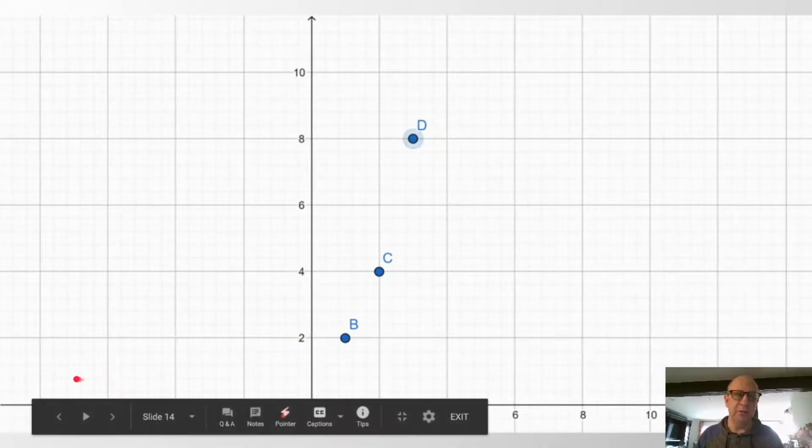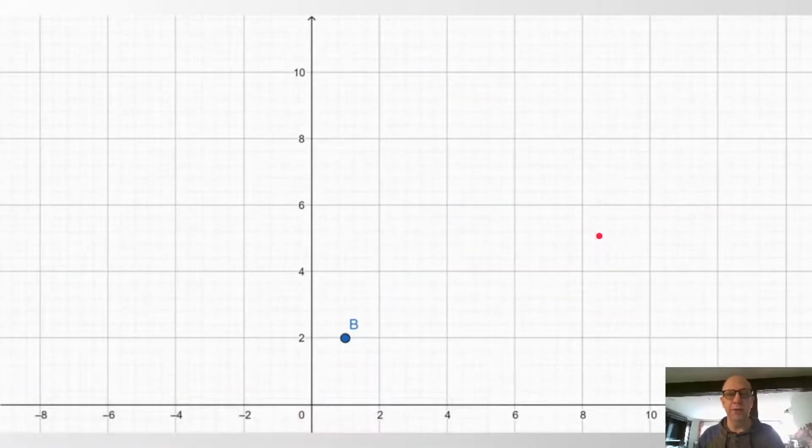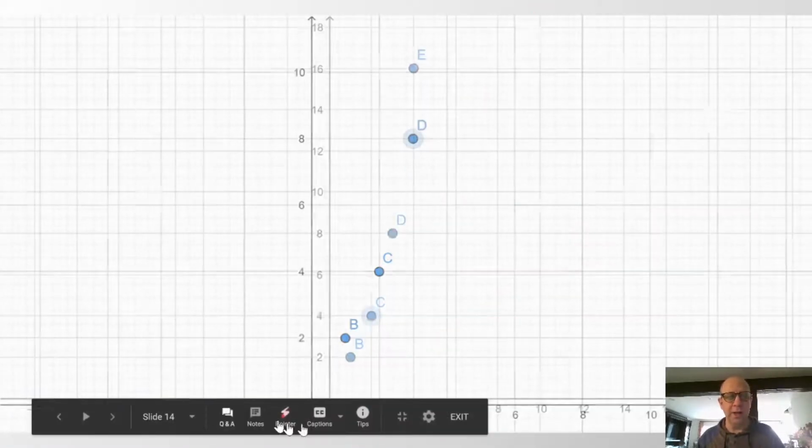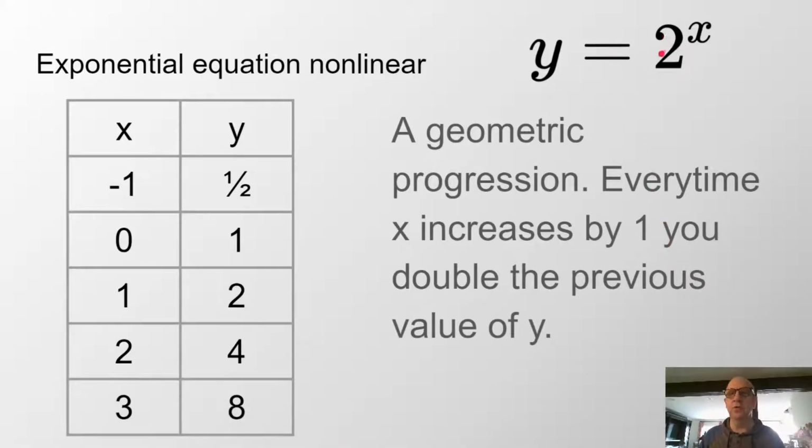This is an exponential equation. It goes up really fast, but it never actually touches the x-axis down here. It's in the form of 2 to the power of x or 3 to the power of x. And again, our exponent is not 1 or 0, we just have an exponent there, so we know it's not linear. We call this a geometric progression. And basically what happens is every time x changes, you multiply by 2.